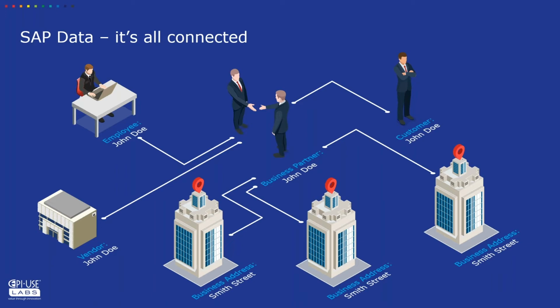So we need to know when we're masking a particular type of data, does this data exist in isolation? So is this just an employee master on its own? Or do we have an employee master that also links to the business partner? Or is the business partner linked to a vendor? Is the customer also linked to the business partner? We could have somebody who is both a vendor and a customer for the organization.